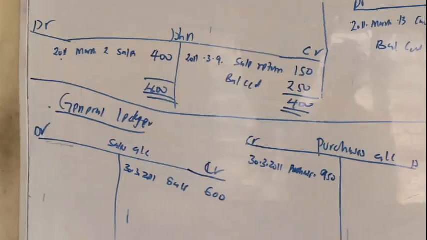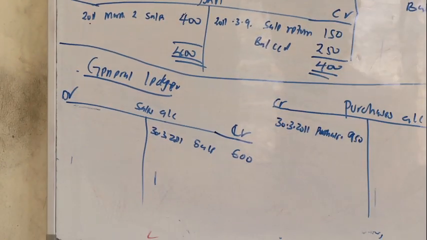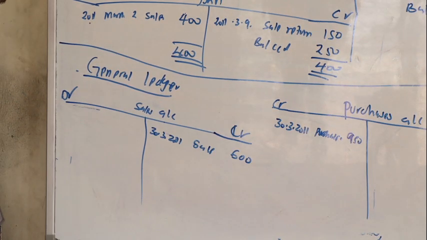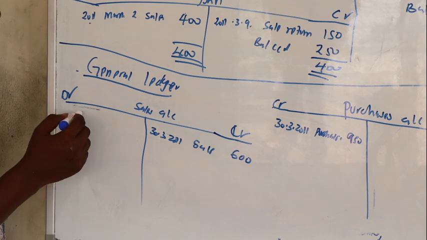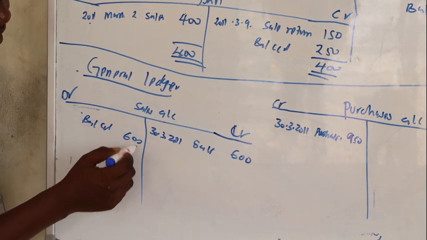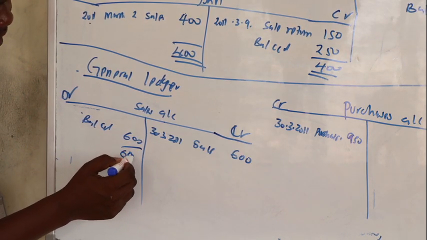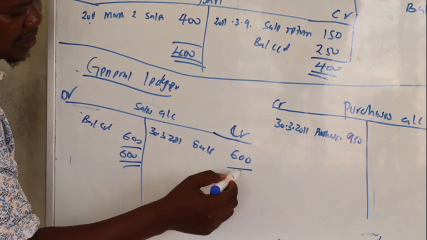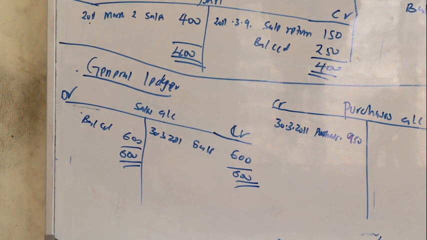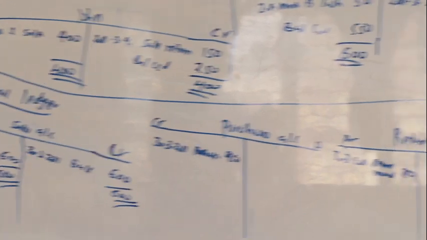Then let's go to the ledger, general ledger. We start with the sales account. Here we close this one. Balance carried down of 600 to balance at 600. That is just ledger. You look at the side which has more, you balance the other side.